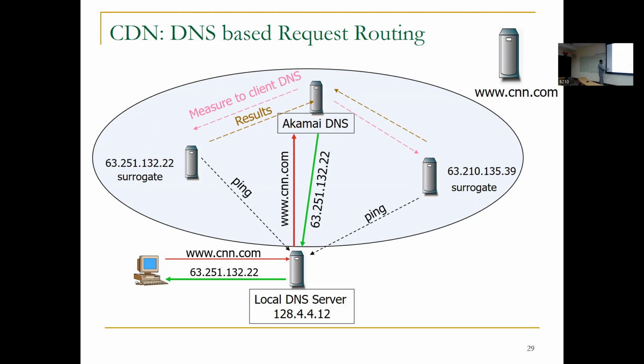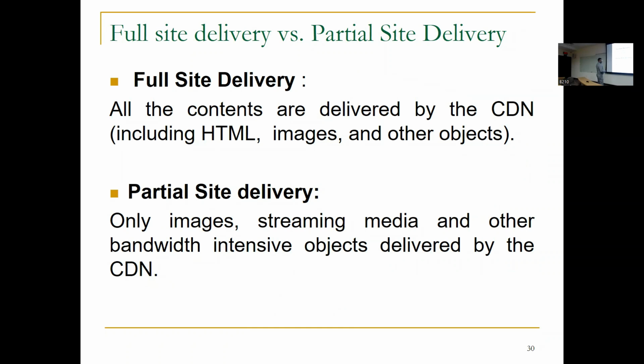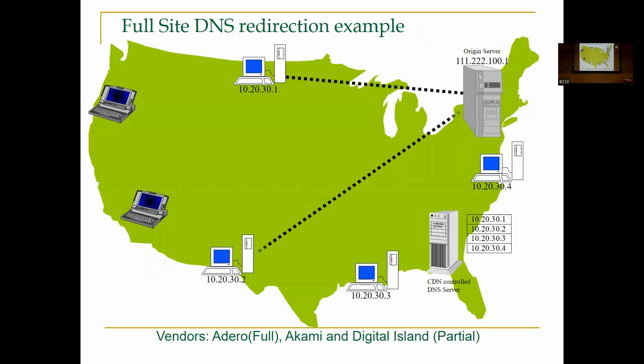That means now it has to communicate to this machine, not to this machine, and the further communication will be done through this. Full site delivery and partial site delivery means how you are going to replicate or duplicate the content. Are you doing the full site or partial? What does it mean? Just have a look here.